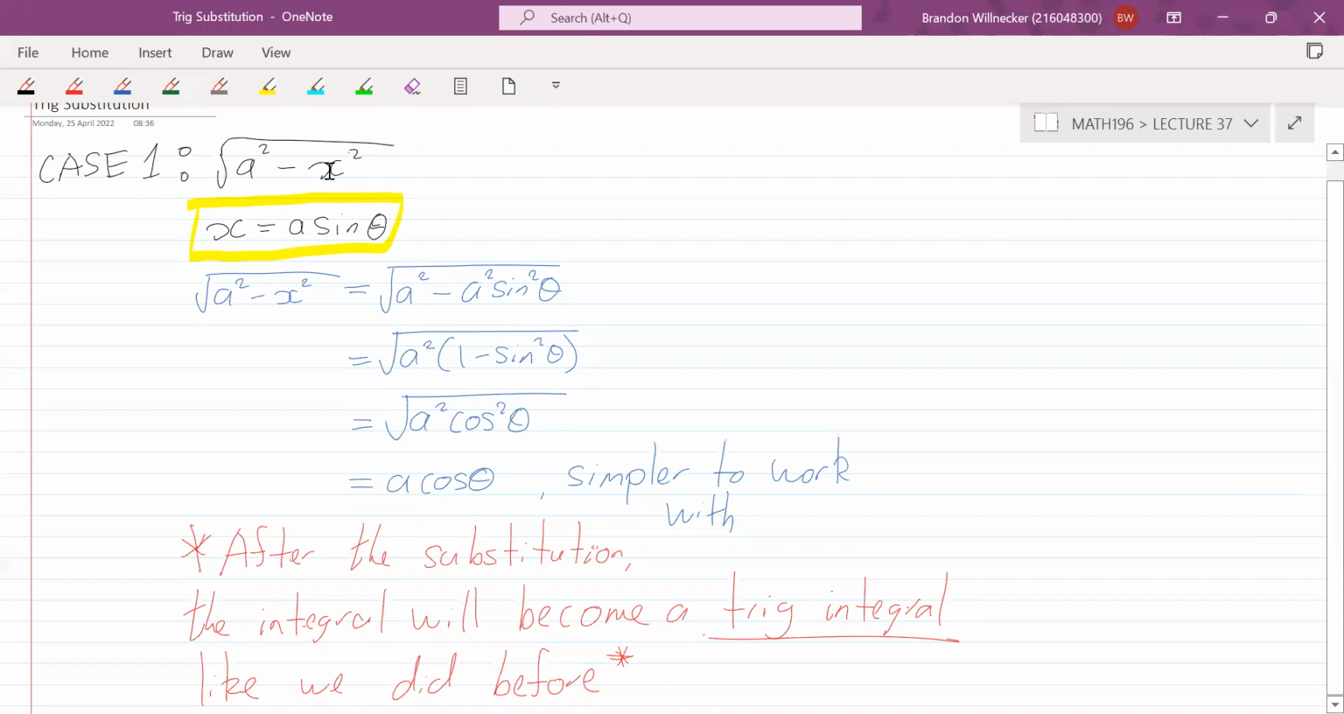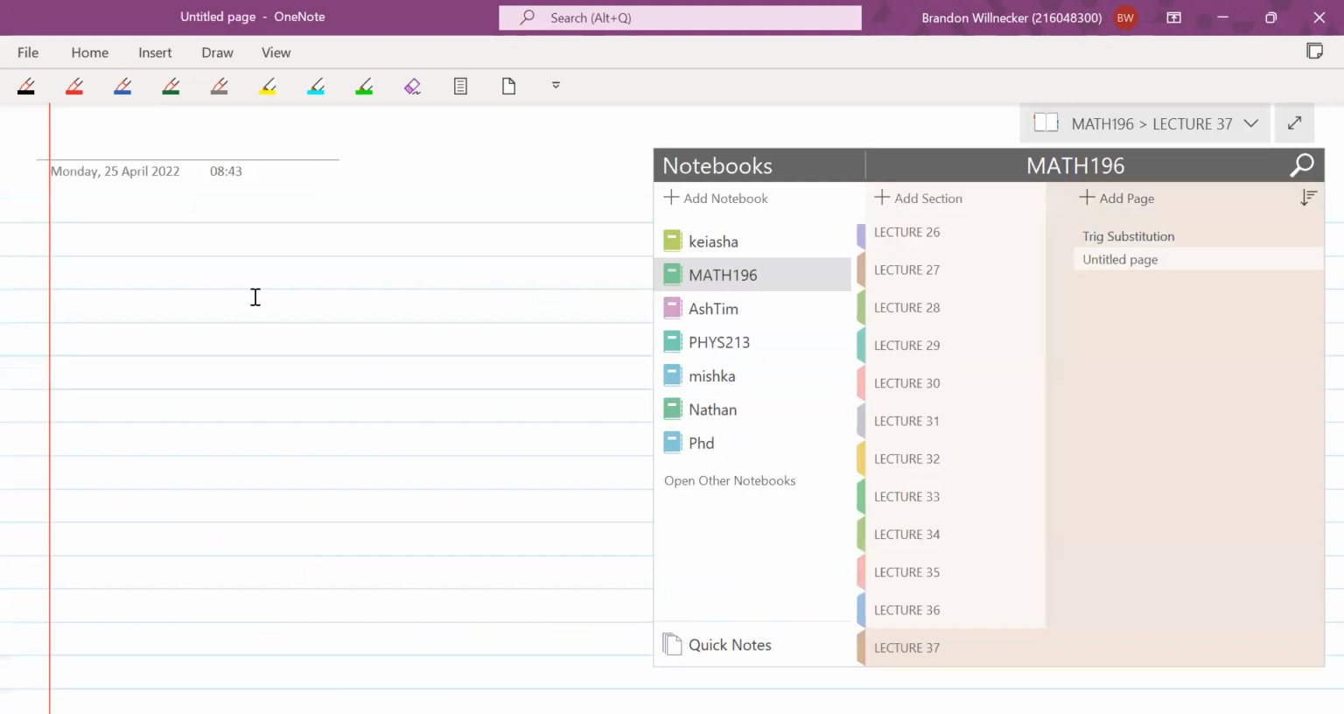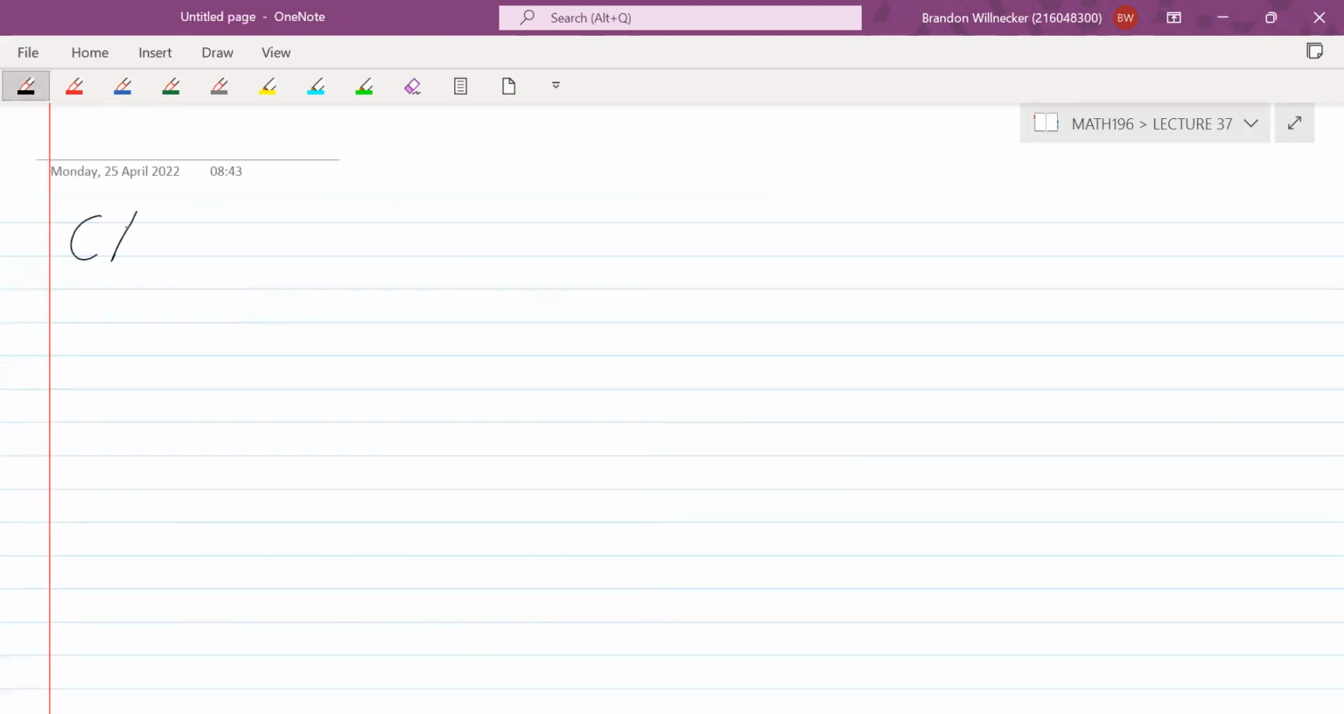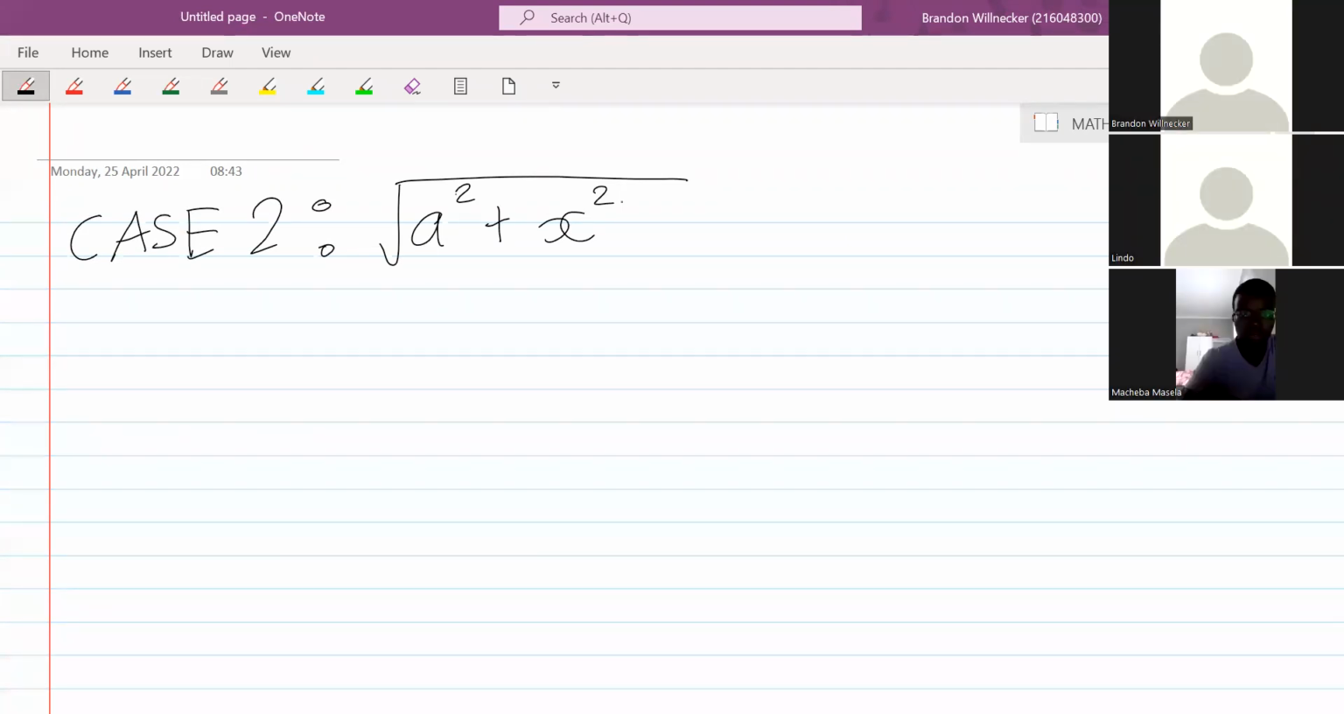Okay, so this is the first case, a squared minus x squared. Let's take a look at the next case, case 2. This is when we have something like the square root of a squared plus x squared. The minus became a plus now. So in this case, we're going to make the substitution x is equal to a tan theta.